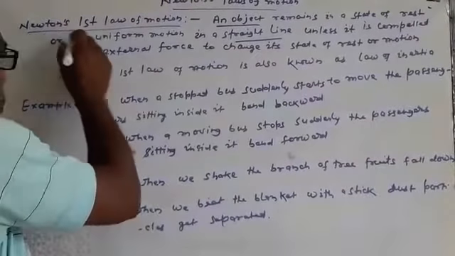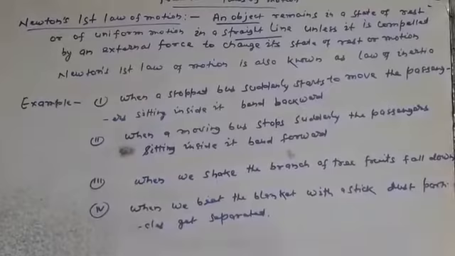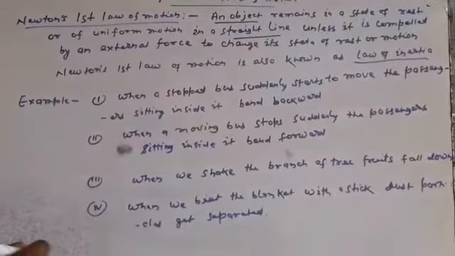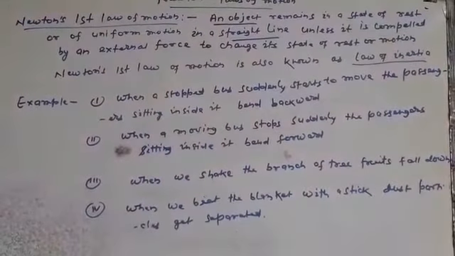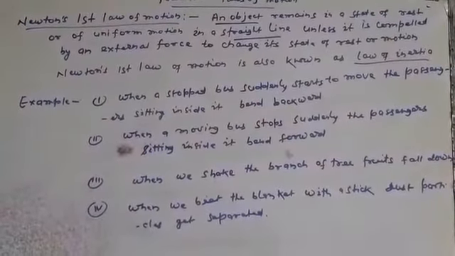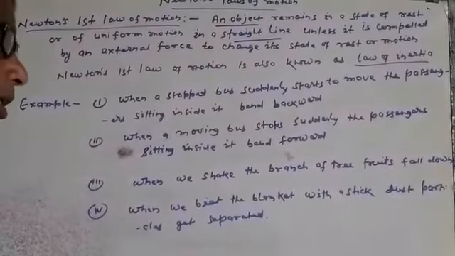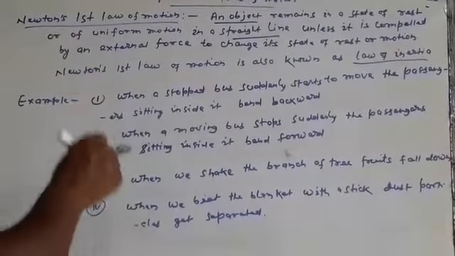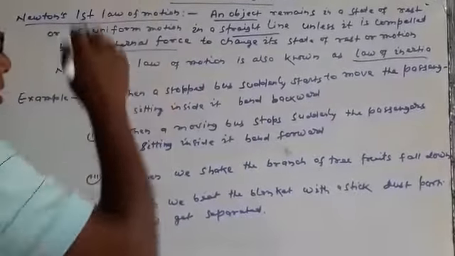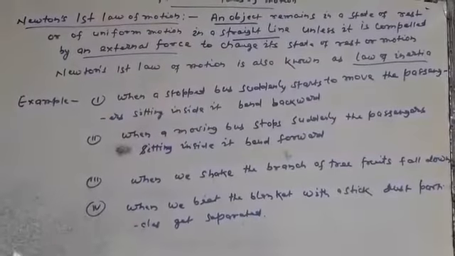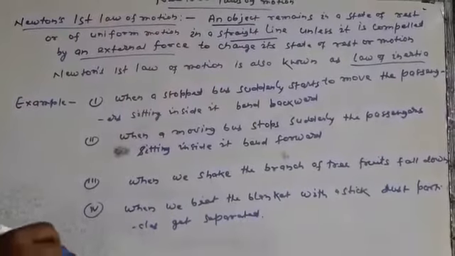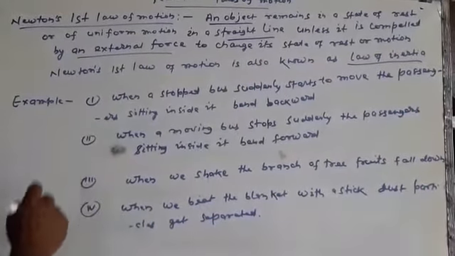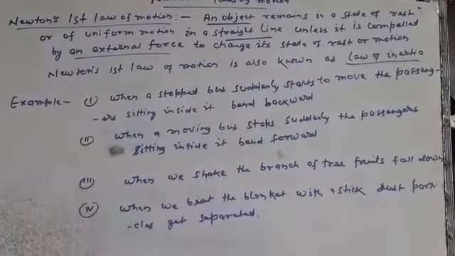The statement of Newton's first law of motion is also known as the law of inertia. Yesterday I explained inertia. If the object is at rest, it will remain at rest. If the object is in motion, it will remain in motion. But in Newton's law, only one thing is added here: an external force applied to change the state of motion or rest. Okay? Now we have to see the examples of Newton's first law of motion.